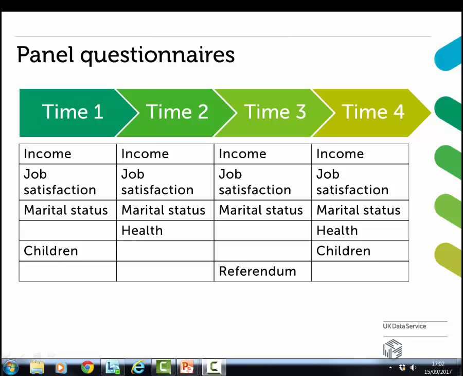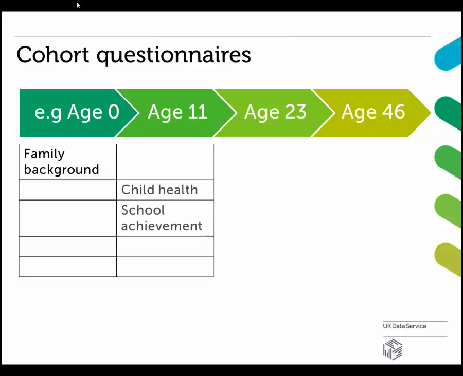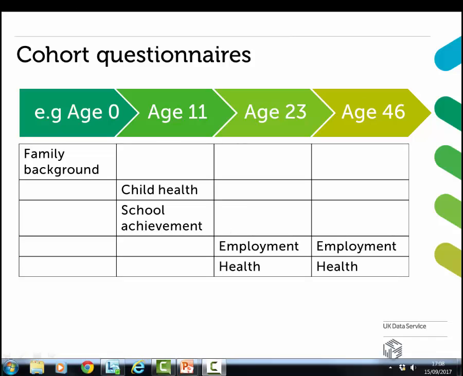Because cohort questionnaires are designed to capture questions at different life stages, the questions will need to be appropriate. For example, the National Child Development Study asked about family background and child health in the early sweeps, while later sweeps asked questions appropriate to adults, such as economic activity. This allows cohort studies to explore long-term effects, such as the effect of family background on later employment, or the effect of early health behaviours on health outcomes in later life.